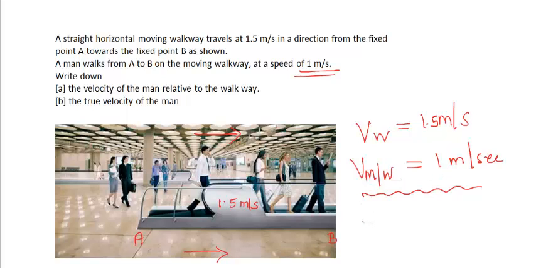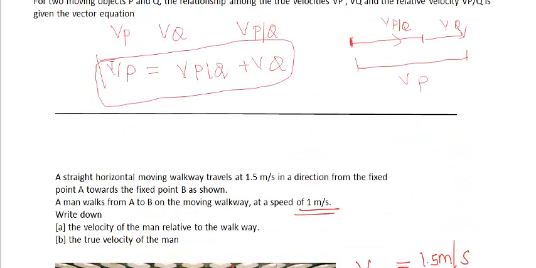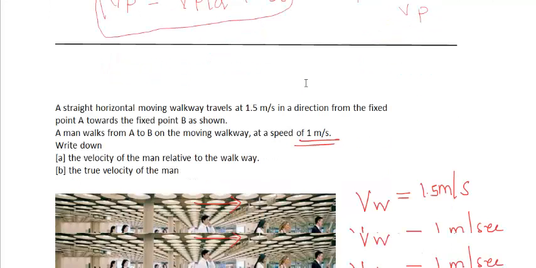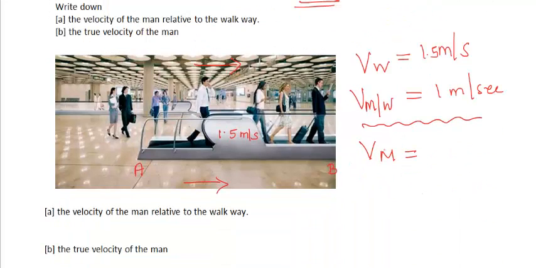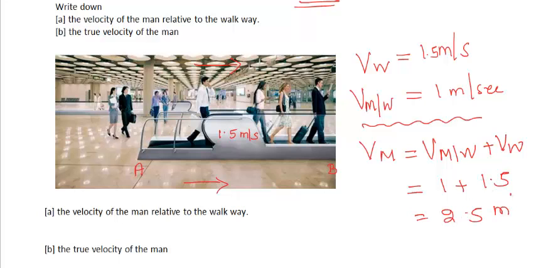And what is the true velocity of the man? That is nothing but Vm. Let's use this formula. If you have to find Vp, it is nothing but Vp given Q plus Vq. Same thing we are going to find. Vm is nothing but the velocity of the man with respect to the walkway plus the velocity of the walkway. The velocity of the man with respect to the walkway is 1, and this is 1.5, which is 2.5. 2.5 meter per second is the true velocity of the man. That is the velocity of the man with respect to the ground.